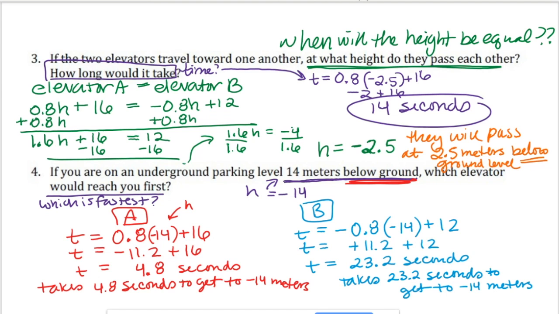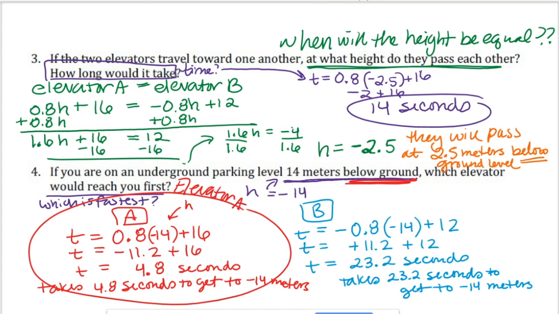So which was faster? A. Elevator A only took 4.8 seconds to get to me 14 meters below ground. And that's it.